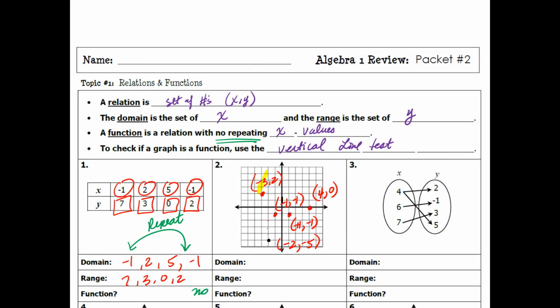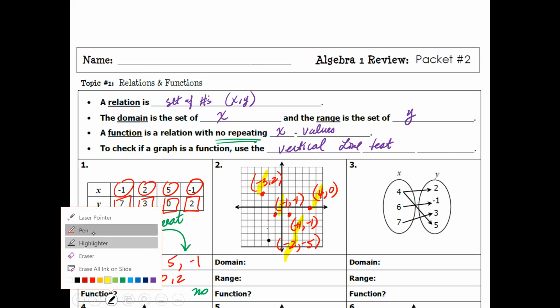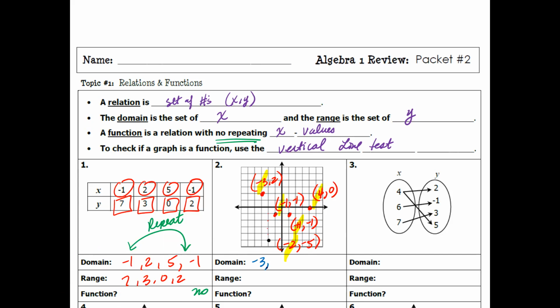So your x values are your domains. And those answers are going to be -3, -2, -1, +1, and 4. Your range are the y values. So those numbers are going to be 3, -1, 0, -1, -5. Is it a function? Well, you only look at the x values. Do any of those numbers repeat? Nope. So yes, it's a function. I know you're like, well, what about this y value that repeats, like the -1? Well, we don't care about the y's. It's only the x's.